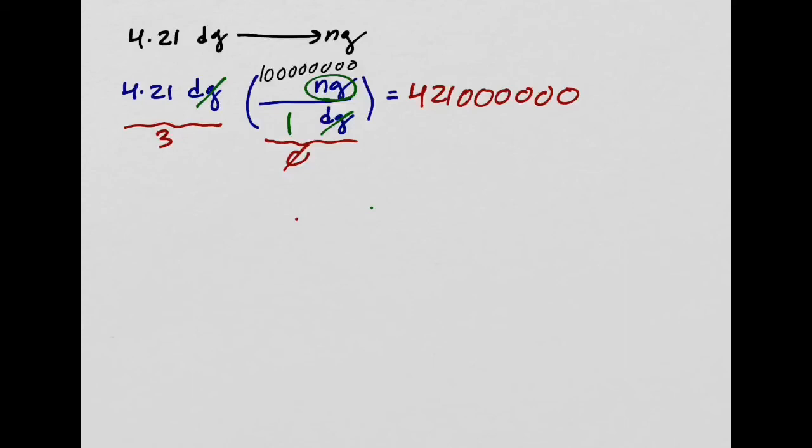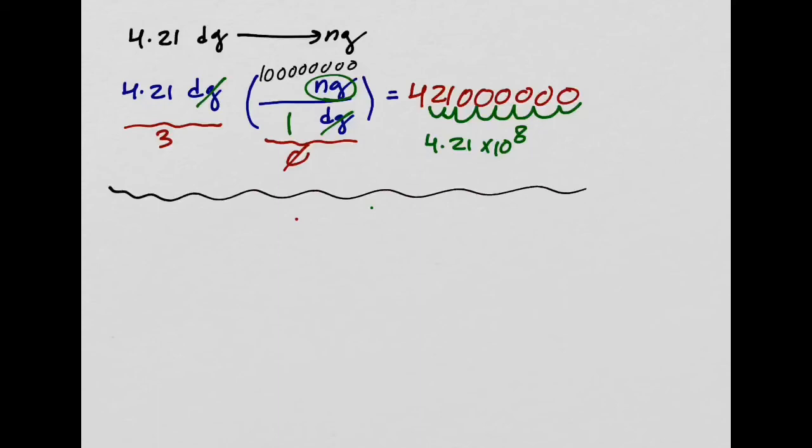Okay. Now, write it in scientific notation. To write in scientific notation, we go 1, 2, 3, 4, 5, 6, 7, 8. So 4.21 times 10 to the 8th. Again, it's a big number, so it's going to be to the positive value. So far, so good. All right. Beautiful. Nice job.